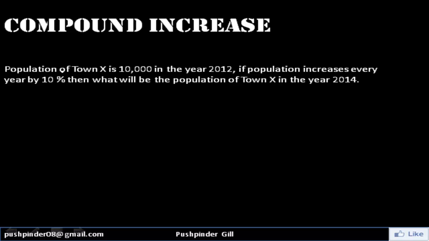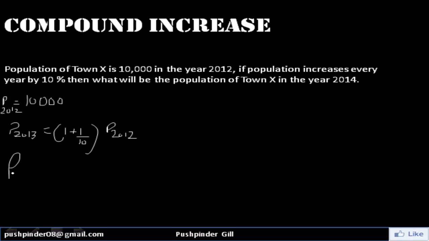So the population of town X is 10,000 now in 2012. Let me just denote the population by P. So P in 2012 is equal to 10,000. So P in 2013 is going to increase the population by 10%. That means the population of 2012 will get multiplied by 1 plus 1 by 10 and I'll get the population of 2013.